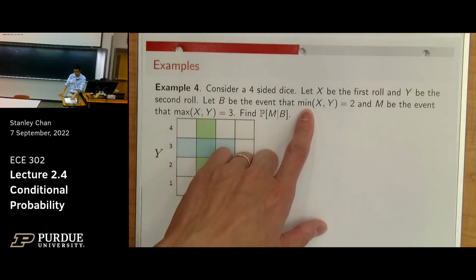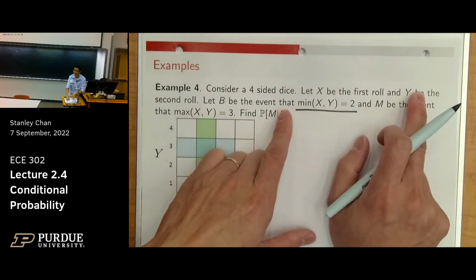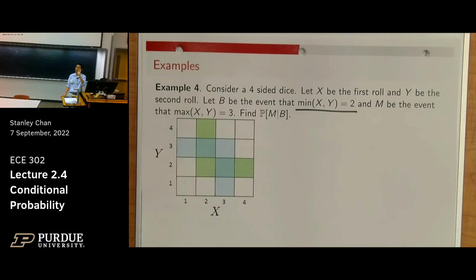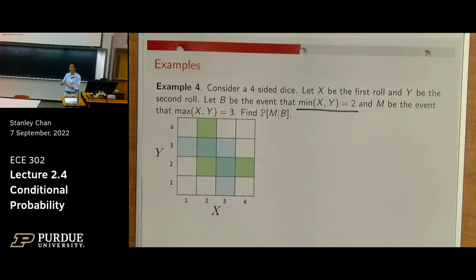So what does that mean? The minimum of these two numbers, X and Y, right? X will be the numbers from 1 to 4, and Y will be the numbers from 1 to 4, because I'm throwing this 4-sided die twice. So X will be 1, 2, 3, 4, and Y will be 1, 2, 3, 4. So I have 16 possible configurations, including 1, 1, or 1, 2, or 4, 4, and so on. So there are different combinations of this pair of numbers.